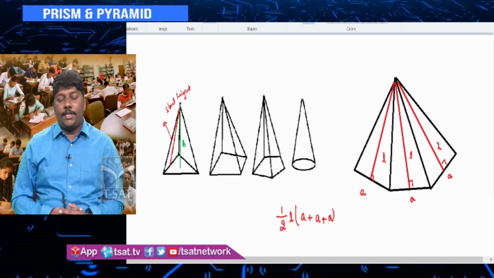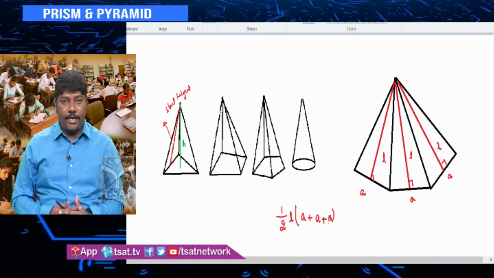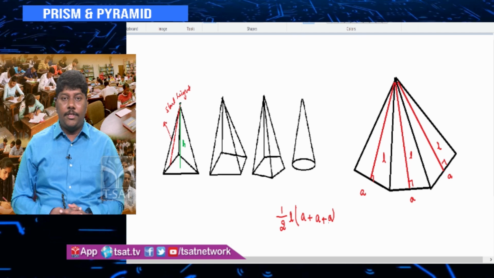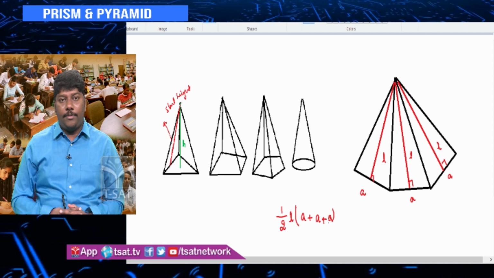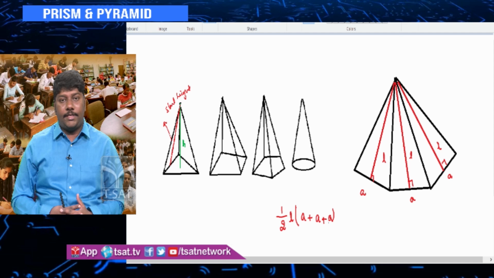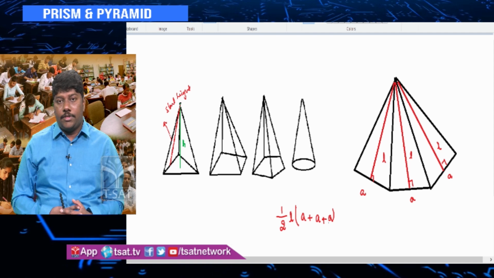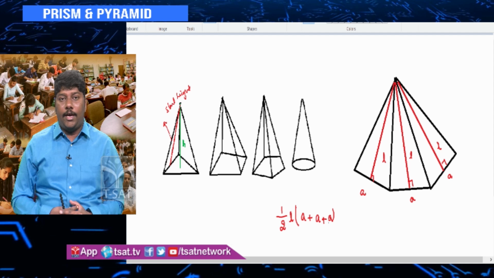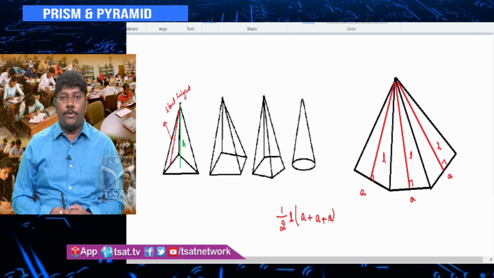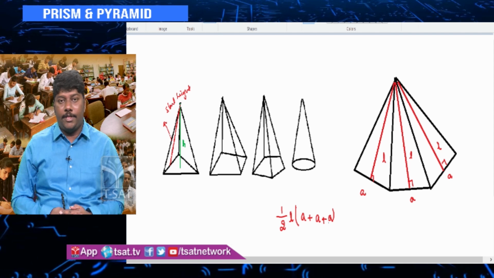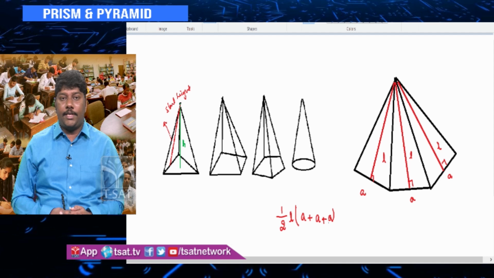How do I get the total surface area? What is the difference between lateral and total surface area? Lateral means you take only the sides. Total means you have to include the base surface also. So, here the base area you have to add. In order to get the total surface area along with the lateral surface area, you just need to add the base area. Only one base will be there, so you just need to add one base area.